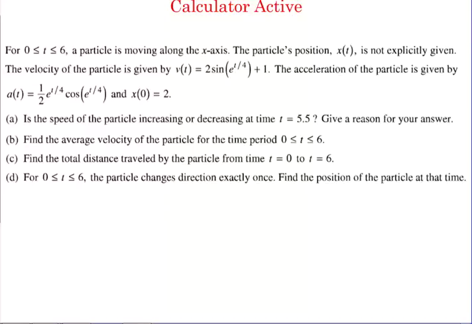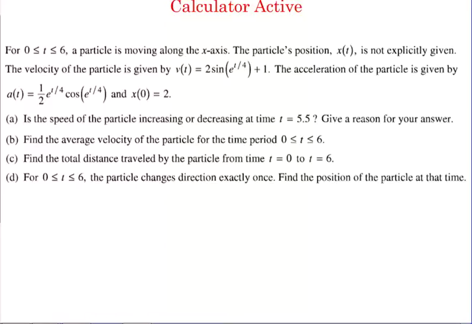Okay, between time 0 and 6, remember always take note of your time. Particles move along the x-axis just like the previous problem. The particle's position, x of t, is not explicitly given. They don't give us the position. They do give us the velocity. And then the acceleration, they go ahead and give us that derivative. So it's not really that difficult of a derivative to figure out, but they go ahead and give it to us. And then they also, once again, give us an initial position. At time 0, the initial position is 2.